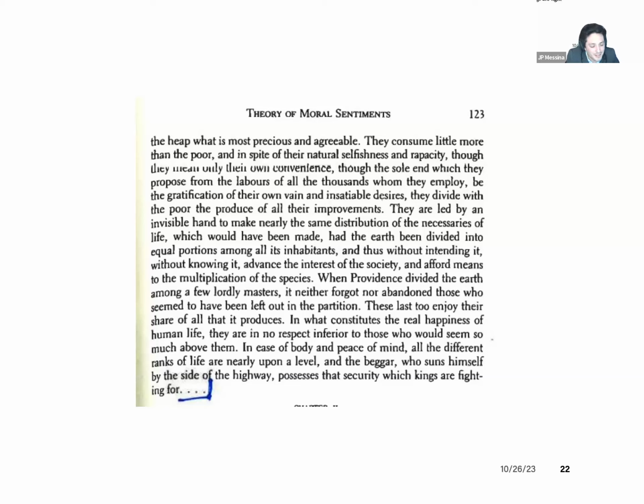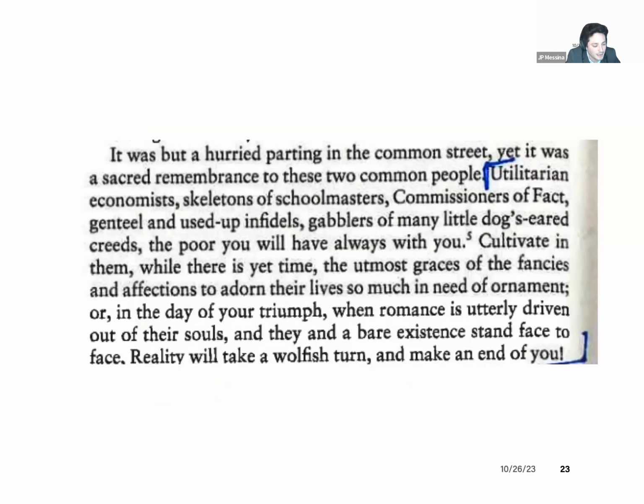In a passage we haven't talked about yet, Dickens makes an appeal to the utilitarian economists. He likely has in mind Bentham as well as Smith. And what he says basically is that you yourselves, utilitarian economists, ought to care about the poor because they threaten you as wolves if their lives are not adequately adorned with the ornament of fancies and affectations.